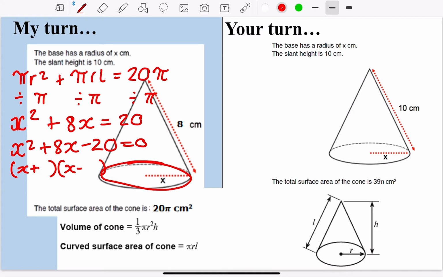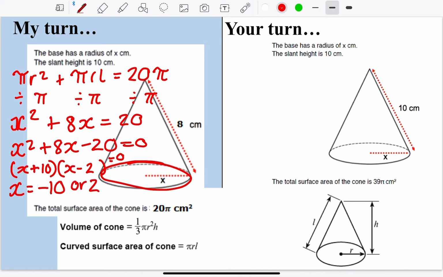So what numbers multiply to give me 20? 1 and 20 probably won't give me 8, but 10 and 2, there's a relationship there that could give me 8. So I need a positive 10 and I need to take away 2. But remember now that's equal to 0. So when I actually find x, it is going to be equal to either minus 10 or 2.